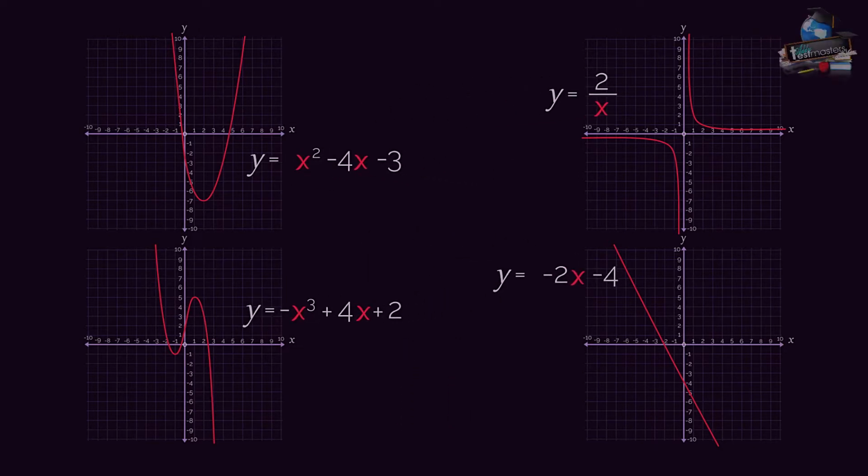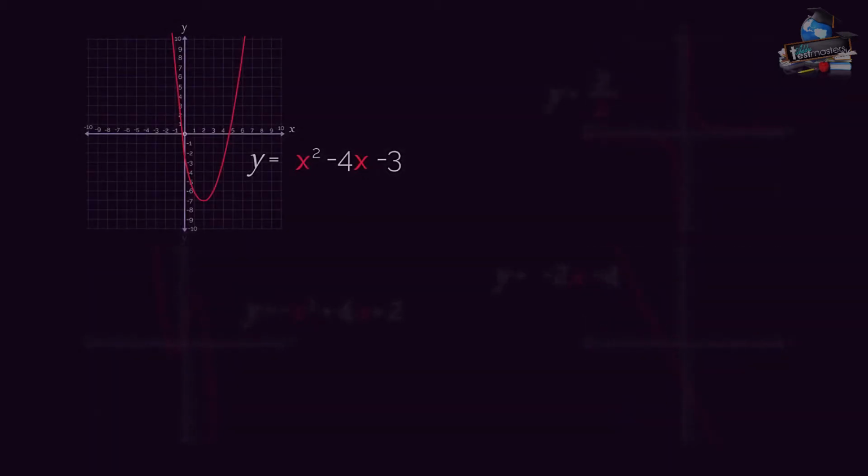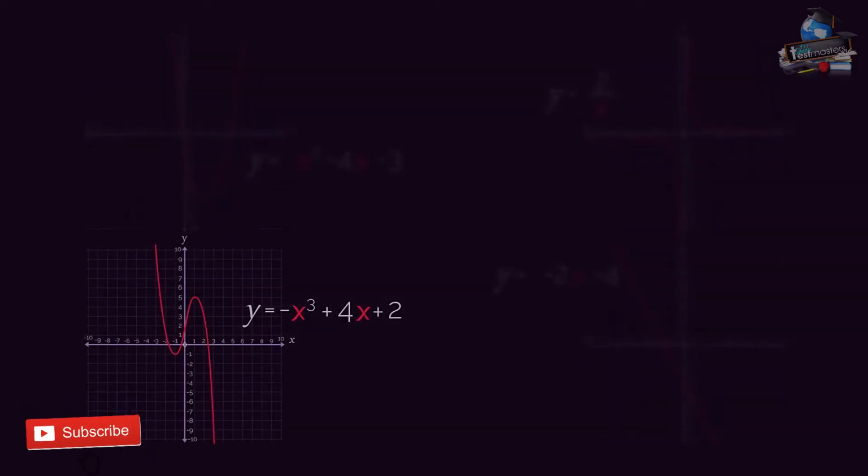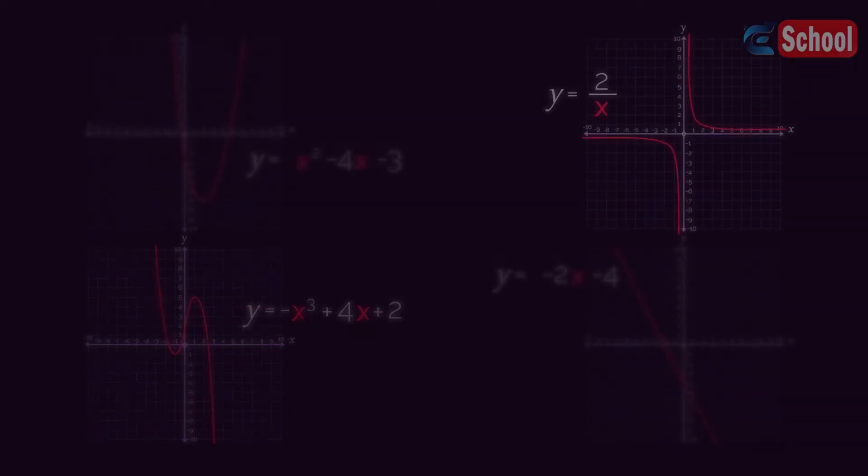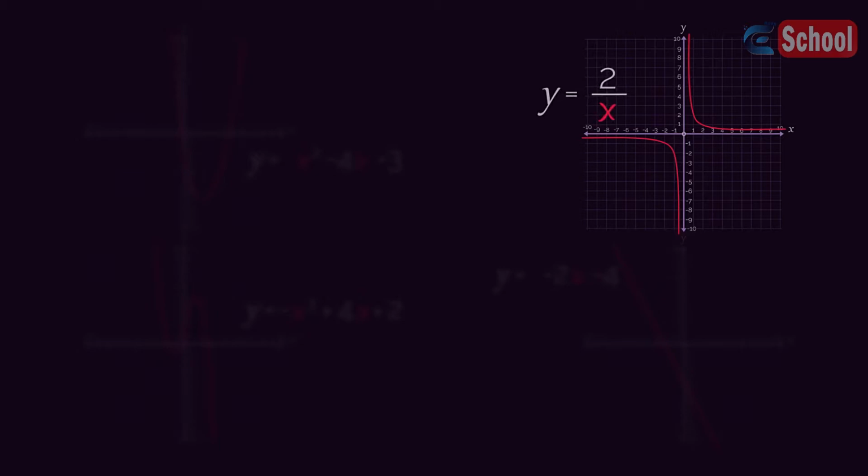You should already know that this is a straight line because the highest power of x is 1. And this positive quadratic, x squared, is a U-shaped curve. And the x cubed is a cubic, and so it looks like this. So then, by default, this equation must go with this graph.